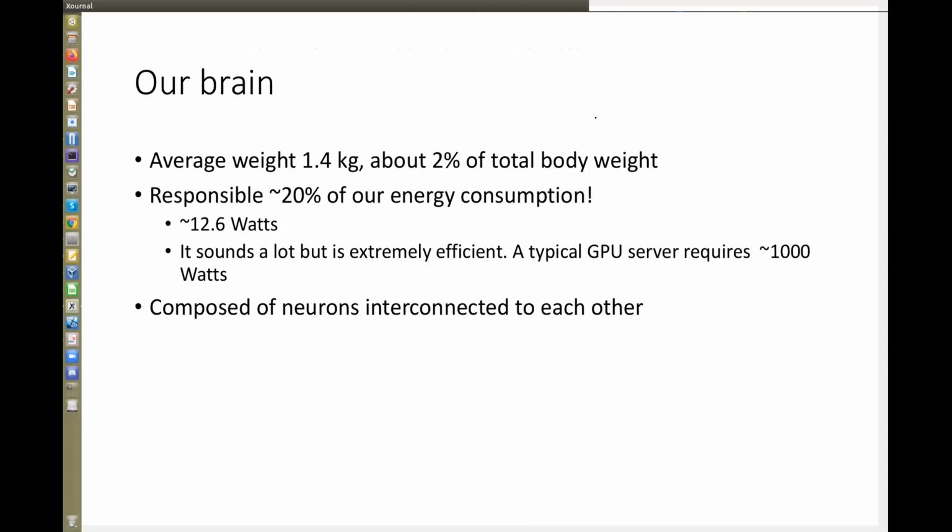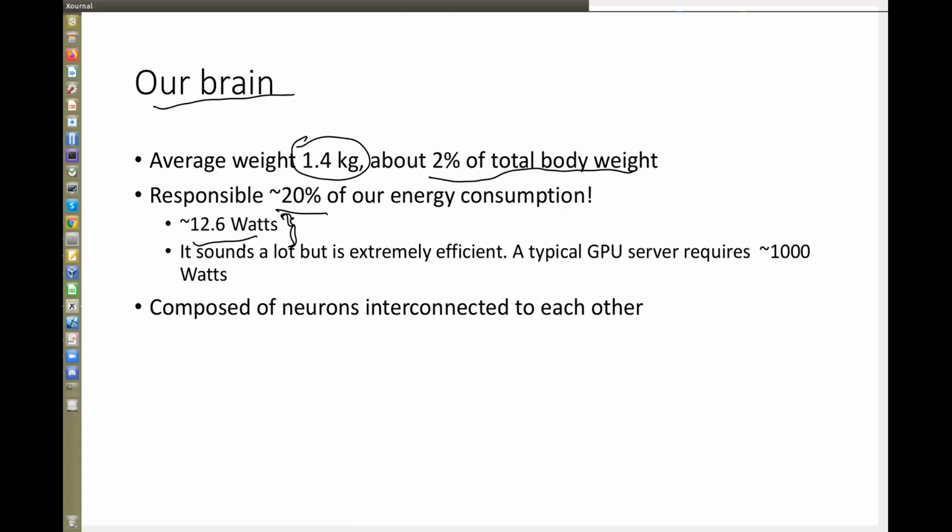So first, a little bit for fun: after all, if you think of neural networks, as the name suggests, they're really inspired by the brain, our own brain, right? So a little bit of statistics of our brain here. The average weight is 1.4 kilograms, only 2% of the total body weight. But actually it consumes quite a lot of energy, like 20% of our energy. And it's still actually very efficient. It's only 12.8 watts.